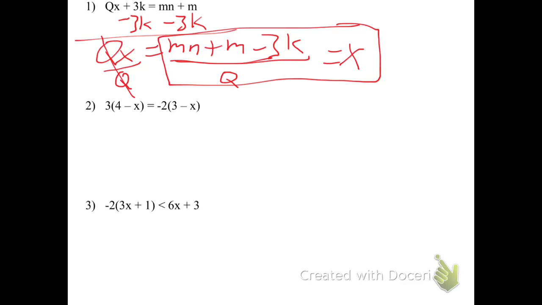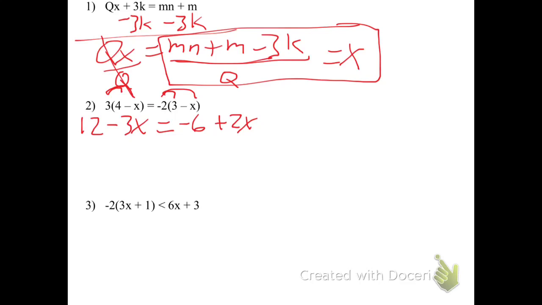Okay, number 2. On number 2, you have to distribute before you can get x by itself. So realize you have to get rid of the parentheses first and go from there. 3 times 4 is 12. 3 times negative x is negative 3x. Equals negative 2 times 3 is negative 6. Negative 2 times negative x is positive 2x.